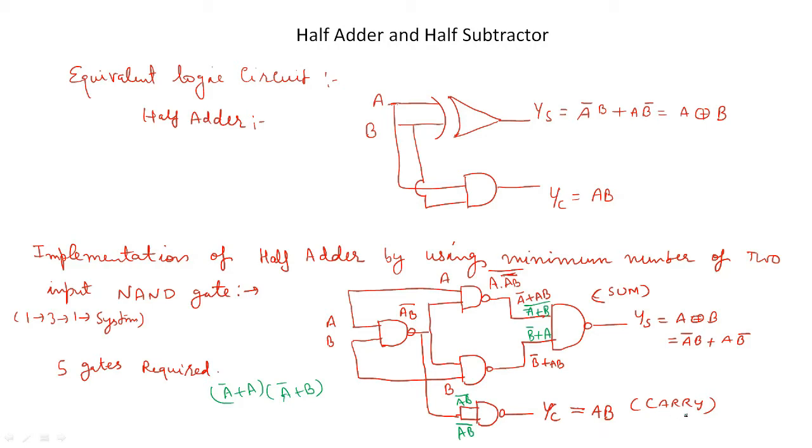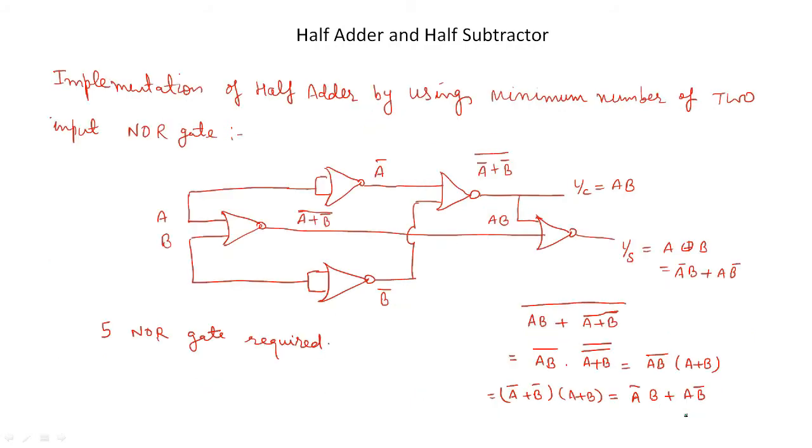So the total number of NAND gates here will be 5, by which we can implement a half adder using the minimum number of 2 input NAND gates. Similarly, we can implement a half adder by using the minimum number of 2 input NOR gates. So this is your NOR gate. Now see here, this is your NOR gate and it has 2 inputs.